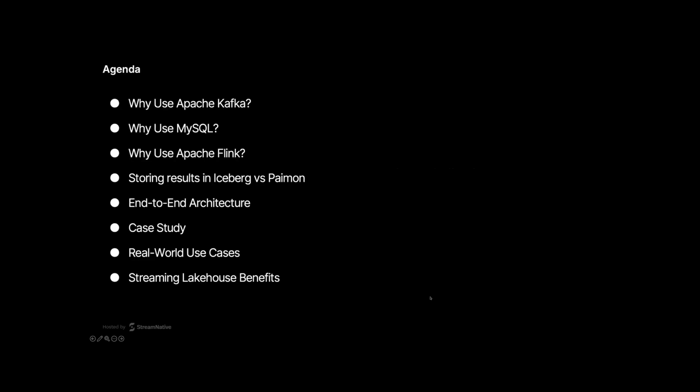Okay, a brief agenda. What are we going to cover today? We're going to talk about why use Kafka and MySQL. We're going to stream our real-time events from Kafka, and we're going to have MySQL as a lookup table. Then we will talk about why you would use Flink for such use cases. Then we will talk about some differences between Iceberg and Paimon. Then we will do a deeper dive into the comparison, what benefits you can get, and how you can use these to build your streaming lakehouse.